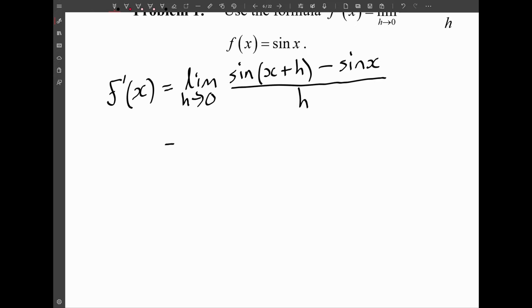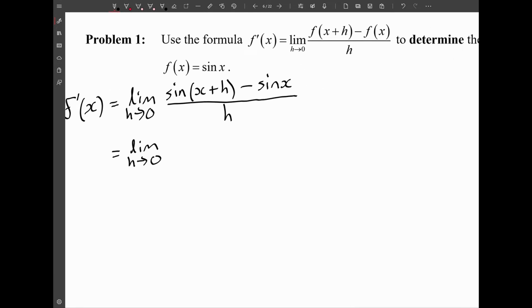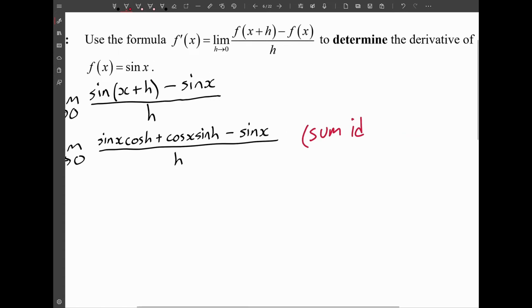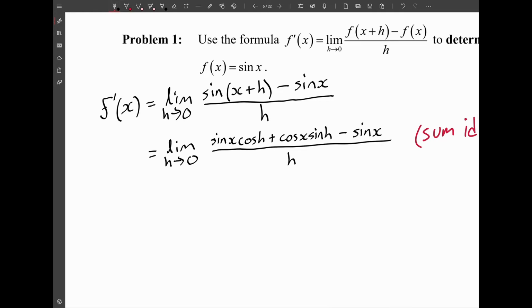So first thing I'm going to do is expand this thing out. I'm going to use the sum identity on that sine of x plus h. And if you recall the sum identity, this means that this is going to be sine of x cosine of h plus cosine of x sine of h, and then we still have that minus sine x. We haven't done anything with that yet. So again, that's just using the sum identity, just one of your basic trig identities.